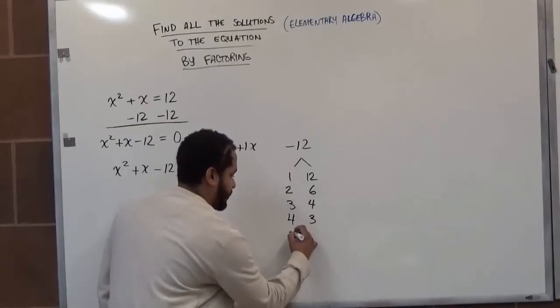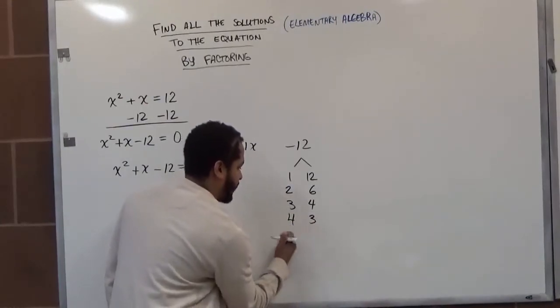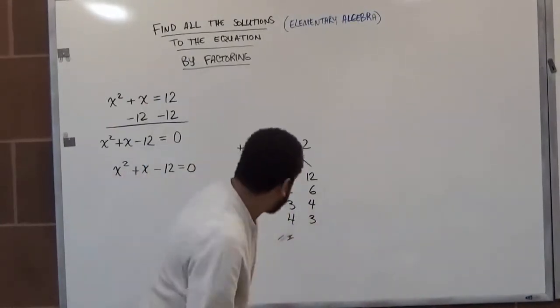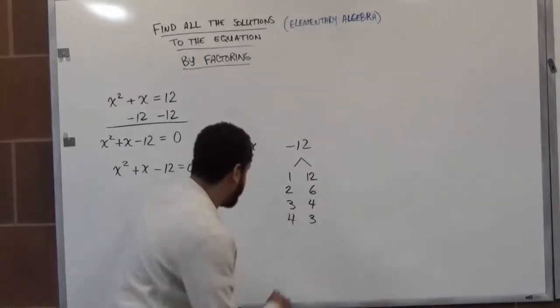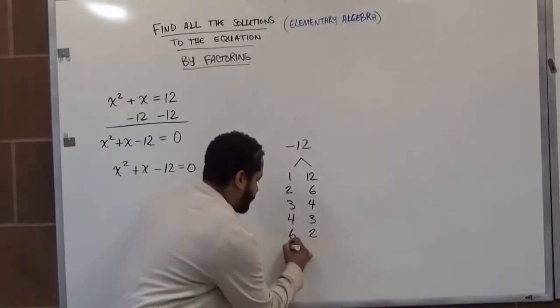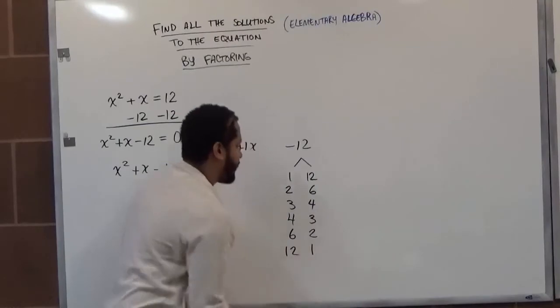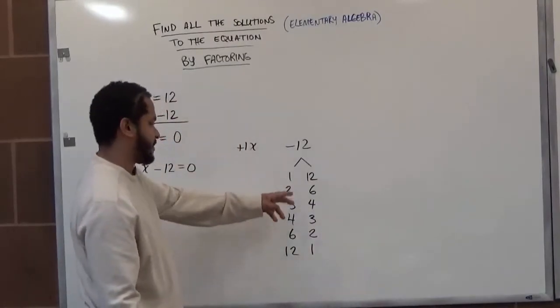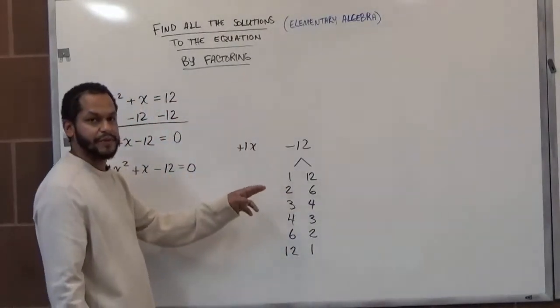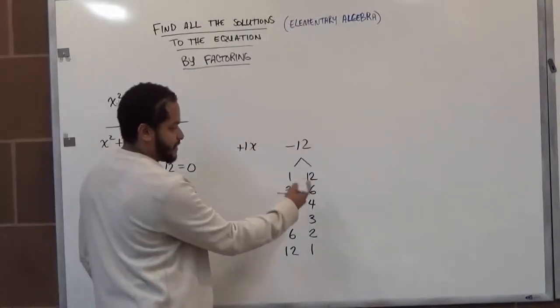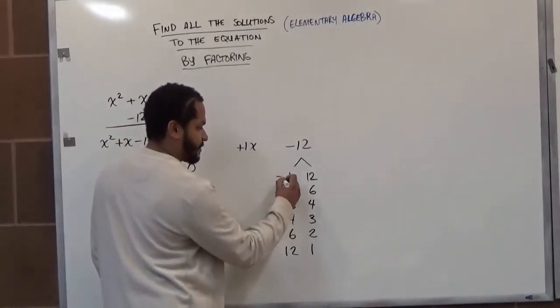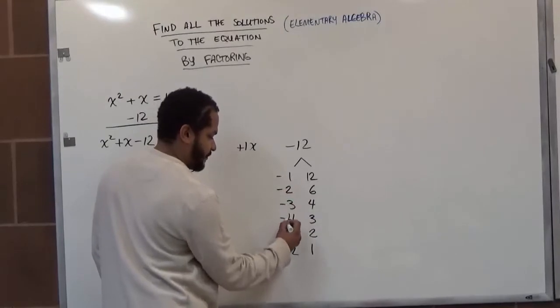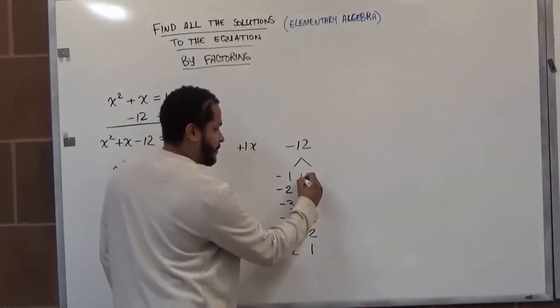4 and 3. We have 6 and 2, and finally 12 and 1. Now the reason why we have twice the numbers listed is because there are two ways to make negative 12, and that depends on which number is negative and which number is positive. So let's make the first number here on this list negative and the second number in this list positive.